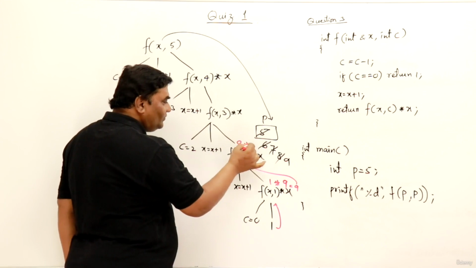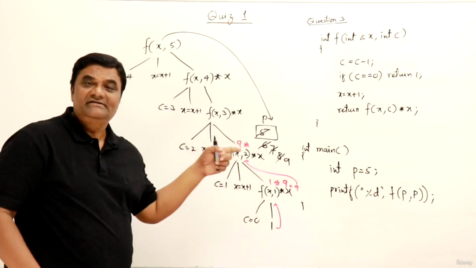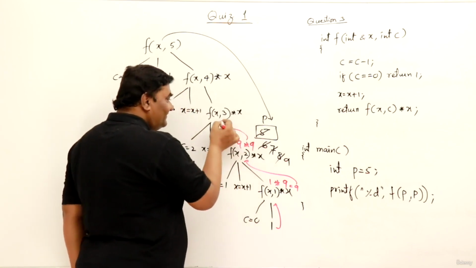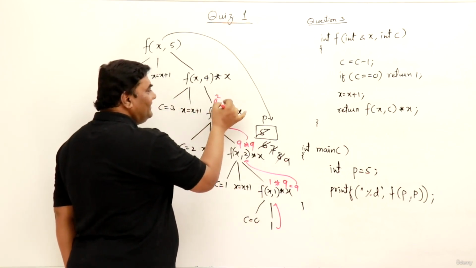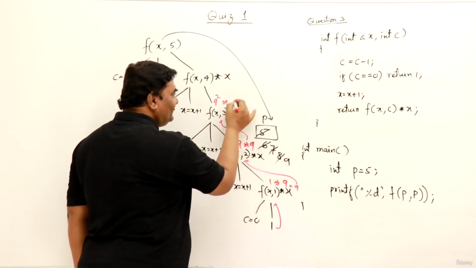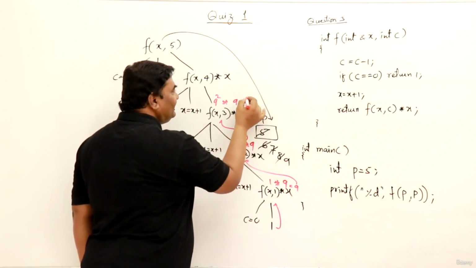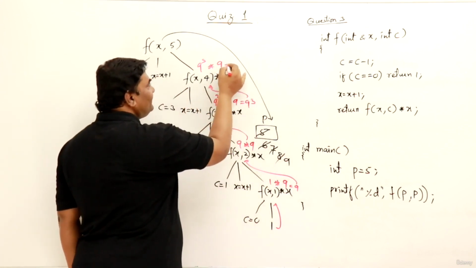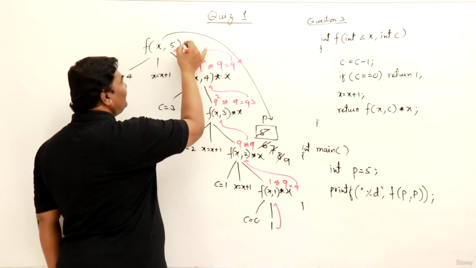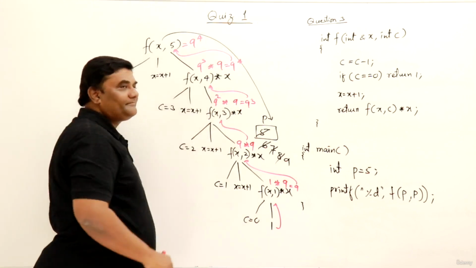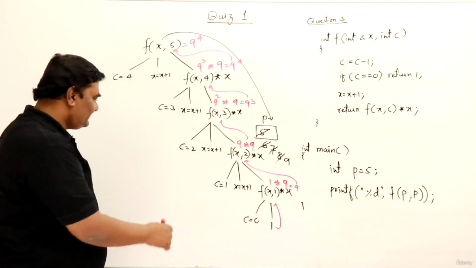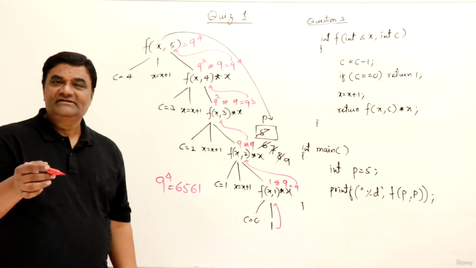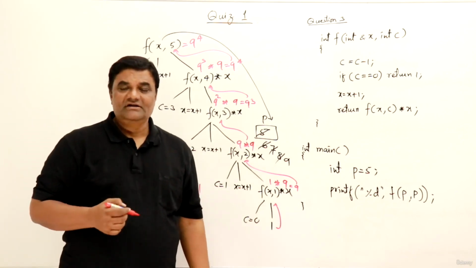This is 9 into x. Now you go to x. What is x? 9 only. So this is into 9. So this is 9 square. So this is returned to this one. So this is 9 square into x. What is x? 9 only. So this is 9 cube. And this is returned. So this is 9 cube into x. What is x? 9 only. So this is 9 power 4. And this is returned. Yes, this is the answer. So 9 power 4 is 6561. So yes, this is the answer for this question.